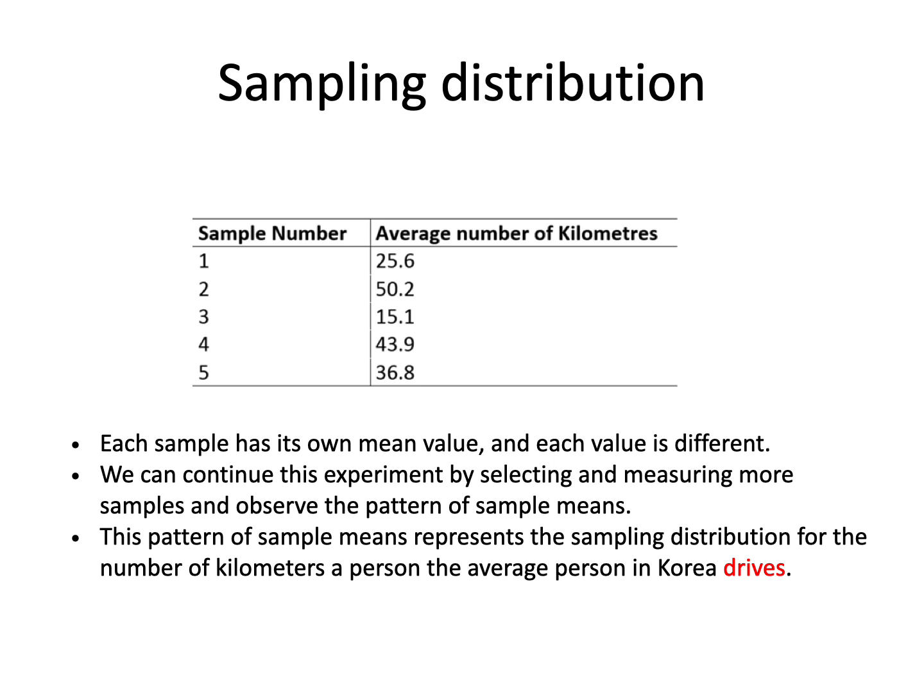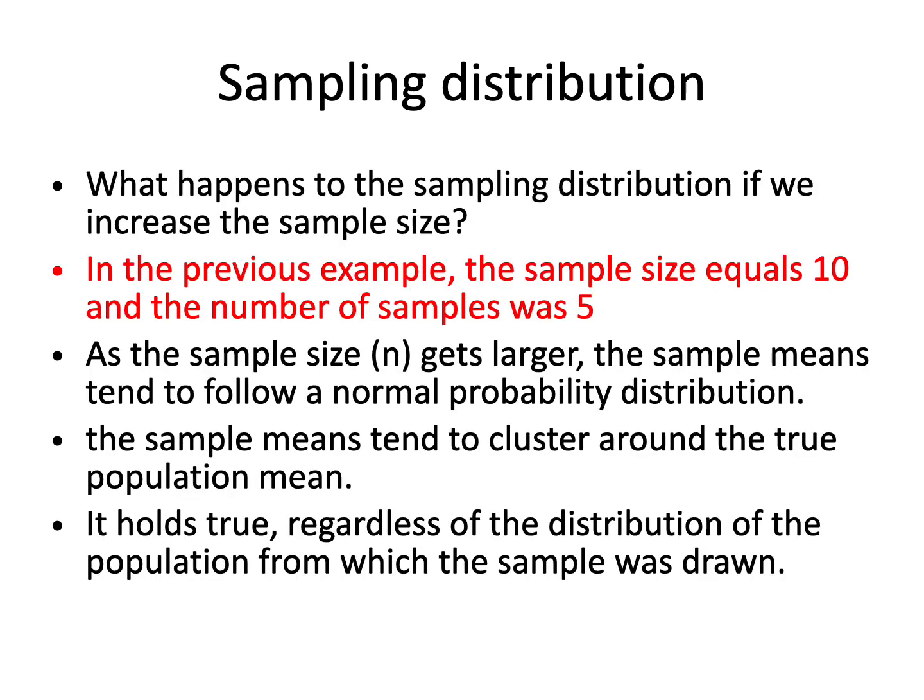This pattern of the sample means represents the sampling distribution of the number of kilometers the average person in Korea drives. And in this example, let's see what happens to the sampling distribution if we increase the sample size.